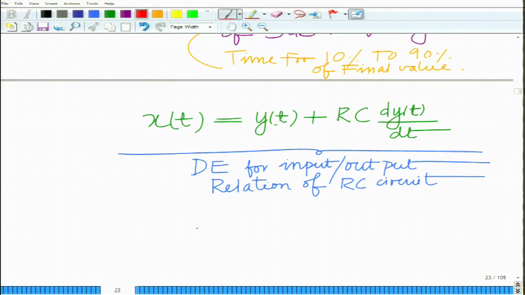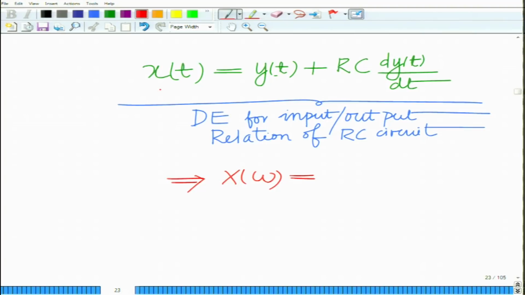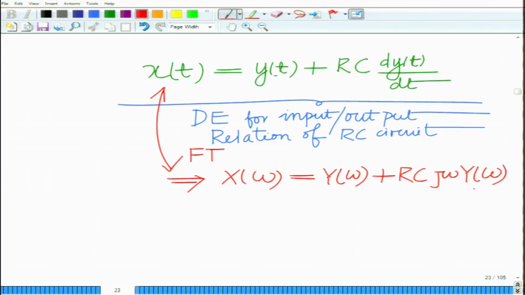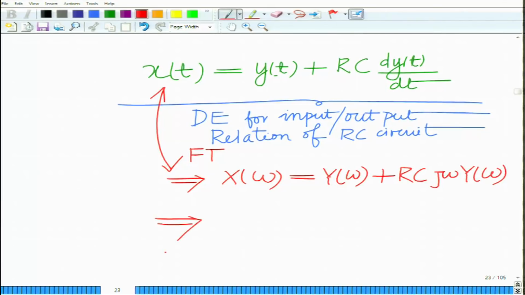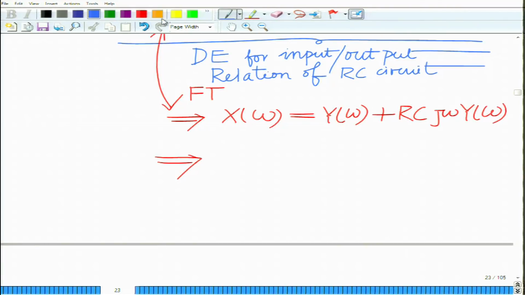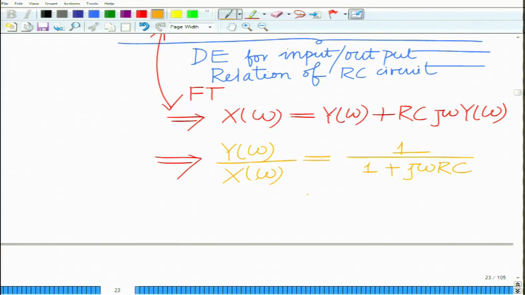And therefore, taking the Fourier transform, we have X(omega) equals Y(omega) plus RC times the Fourier transform of dy/dt, which is j omega Y(omega), because if the Fourier transform of y(t) is Y(omega), the Fourier transform of its derivative is j omega times Y(omega). Now, we have a simple equation in terms of the Fourier transforms, which we can solve to obtain the transfer function. So, Y(omega) divided by X(omega) is 1 over 1 plus j omega RC.